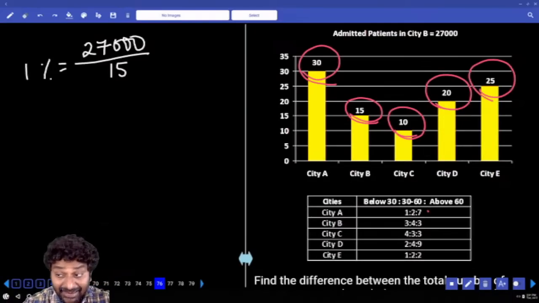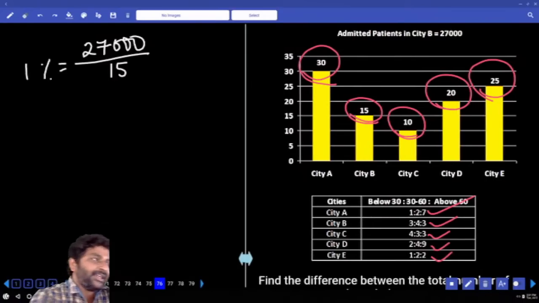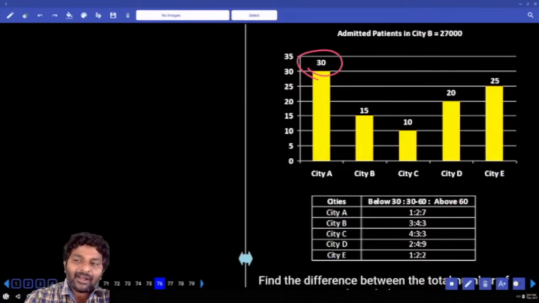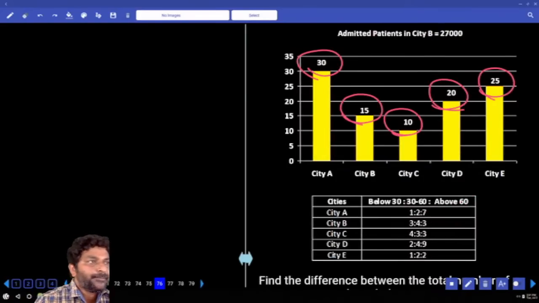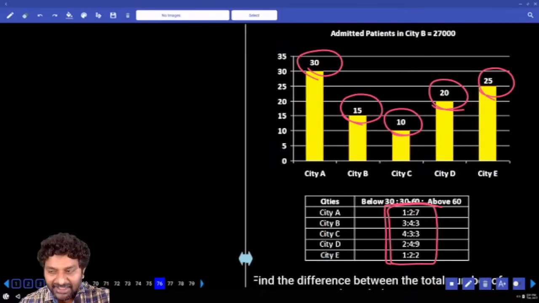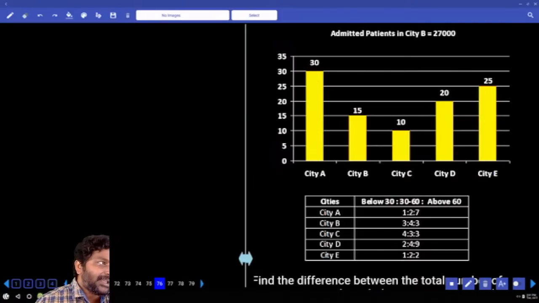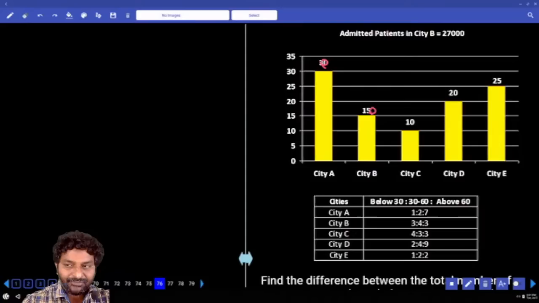And then again we have the ratio segregation. So for that purpose, look here. When you add all these numbers, I will take the total as 1000%. Do you have any problem? For calculation purposes, because again we have to divide them in ratio parts. I want a 3-digit number, hence I am taking the total as 1000%. It is 300, 150, 100, 200, 250.